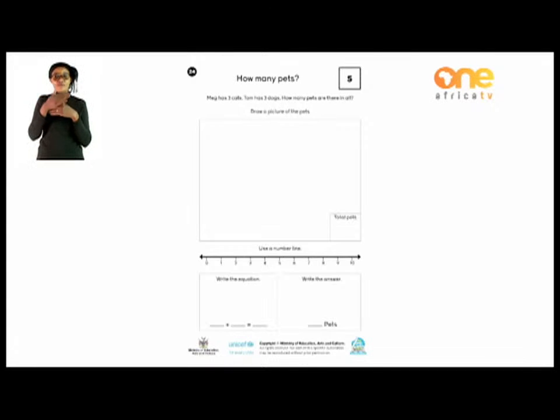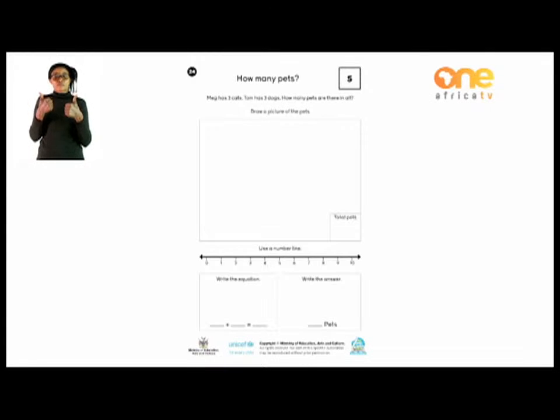After you have done drawing the pets, can you see that small little square there at the bottom? Do you see it? Good. In that square, you must write the amount of how many cats and how many dogs there are. So you say 3 plus 3 equals 6. Okay, and that amount you must write in that small square there underneath.